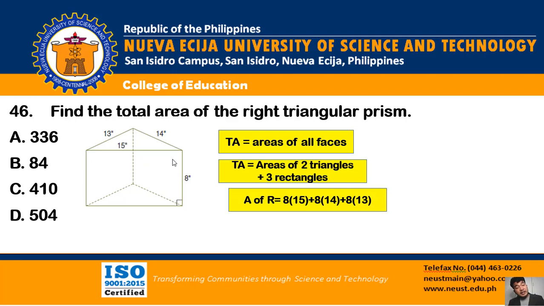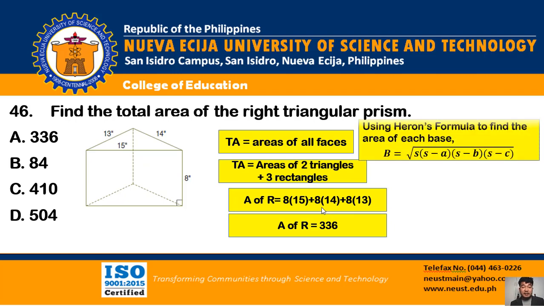Solving for the area of a rectangle, you will have 8 times 15, this first rectangle, and then the area of the second rectangle at the right side, and the area of the rectangle at the left side. So you will have 8 times 15 plus 8 times 14 plus 8 times 13. The area of the three rectangles is 336.